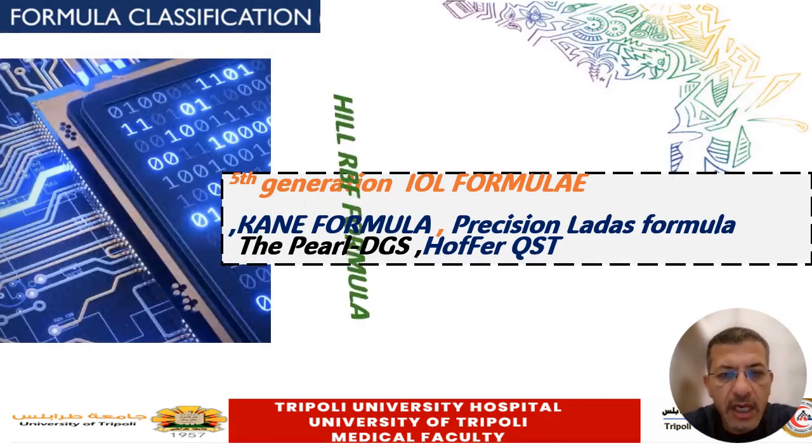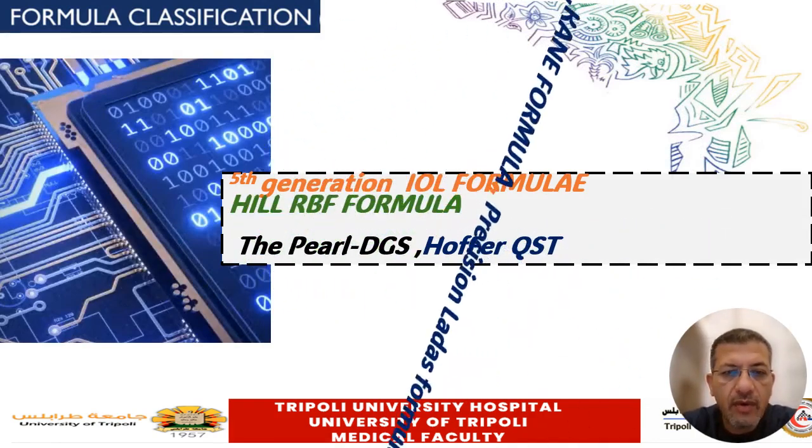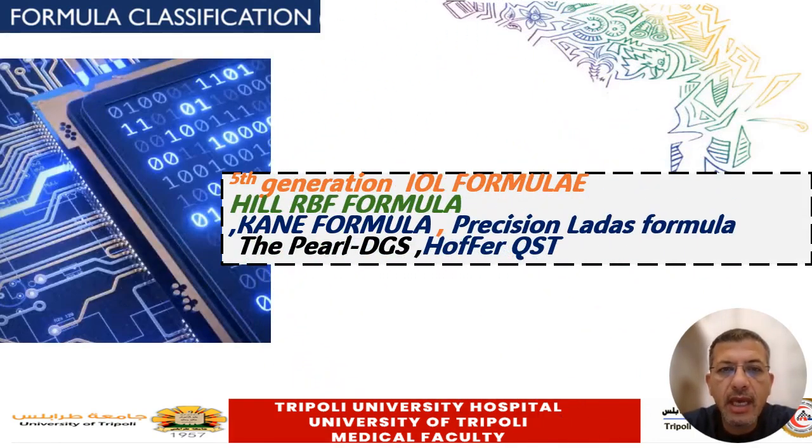Now, the fifth generation of IOL calculation formulae is mainly based on the integration of artificial intelligence in the estimation of the effective lens position. And as you know, artificial intelligence and its application, especially in the field of ophthalmology, has gained huge acceptance among doctors, as the initial results are very promising, especially in the odd cases.